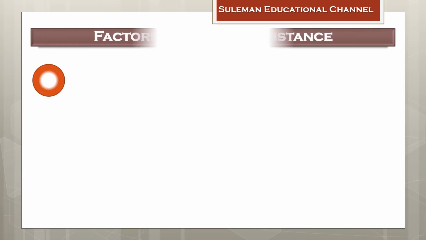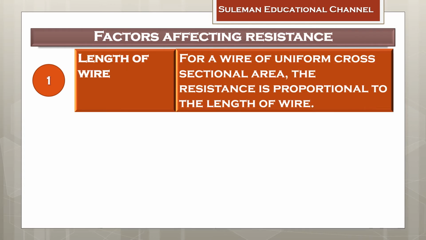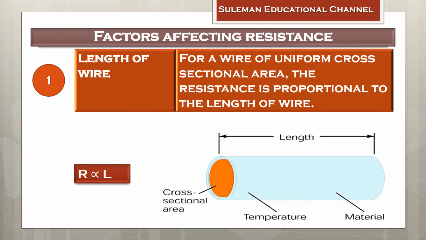Now let us discuss the factors that affect the resistance. The first factor is the length of wire. Resistance is directly proportional to the length of wire. It means that if we increase the length, then the resistance would also increase. If we reduce the length, then the resistance would decrease. But keep in mind that the other factors like cross-sectional area and temperature should be kept constant.